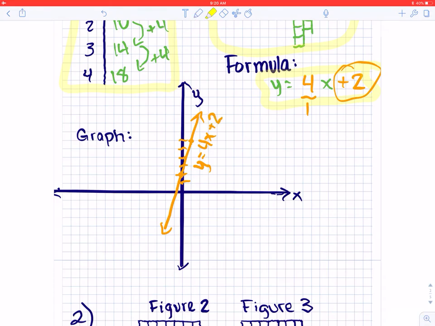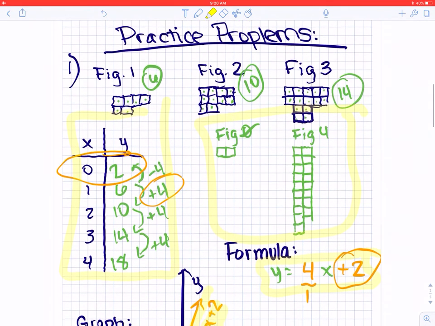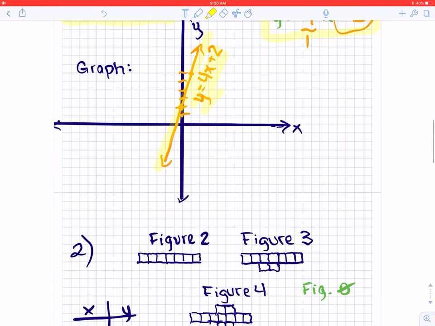So now we have our last part. For every question like this, you're going to be asked to do a table, your figure drawing, a formula, and a graph. 4 things. They're all interchangeable. The figure helps the table, the table helps you figure out your formula, which allows you to graph. Let's try a second one.